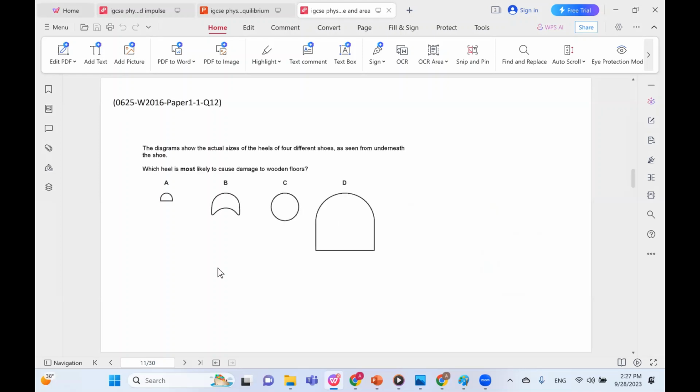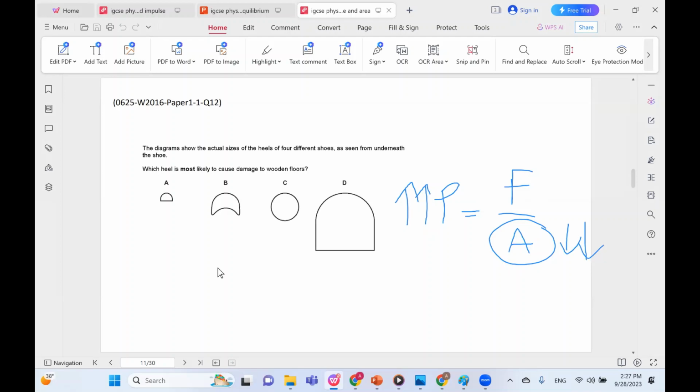The diagram shows the actual sizes of the heels of 4 different shoes as seen from underneath the shoe. Which heel is most likely to cause damage to wooden floors? So obviously causing damage means that I want the highest pressure heels. These are the ones most likely to cause damage. So again, pressure is equal to force over area. And again, it's the same situation in that we're not really interested in the weight of the woman wearing the heels. So basically we're interested in the area. I need to minimize the area in order to maximize the pressure.